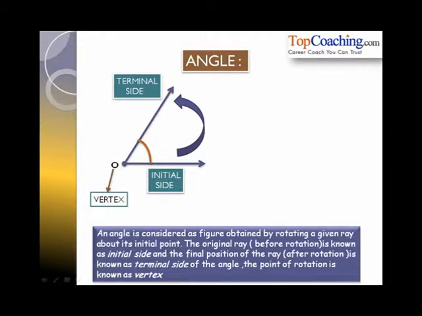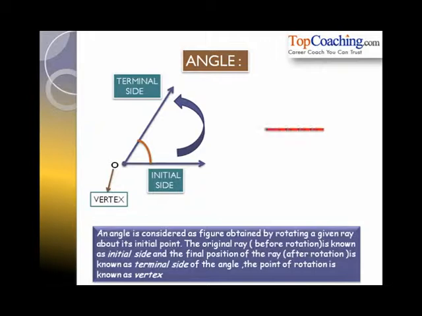The original ray before rotation is known as the initial side, and the final position of the ray after rotation is known as the terminal side. So this is the initial side and this is known as the terminal side. Also, the point of rotation, we have seen this ray is rotated about this point. So this point is known as the vertex. Now this figure is formed when the ray is rotated in an anti-clockwise direction.